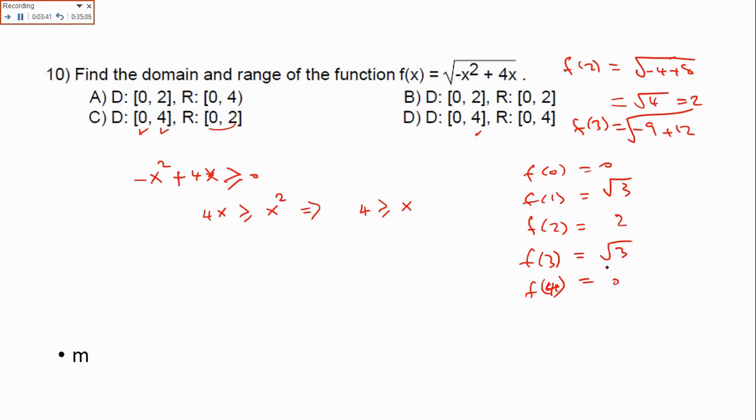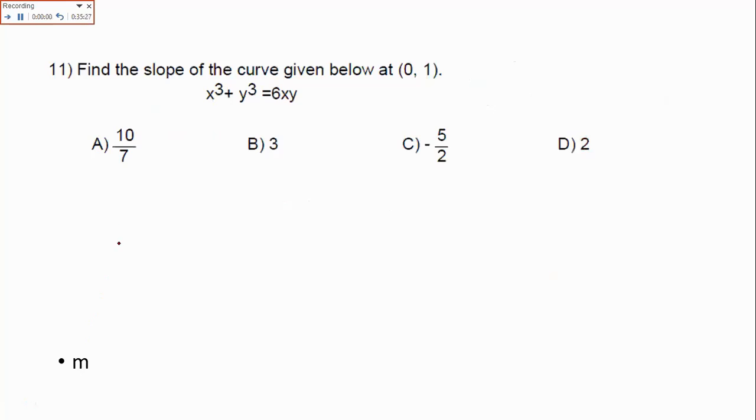Right? So which one is the largest? 2, right? And the smallest? 0. So the answer is this one: 0 and 2 for the range and 0 and 4 for the domain. Okay, what's the next?